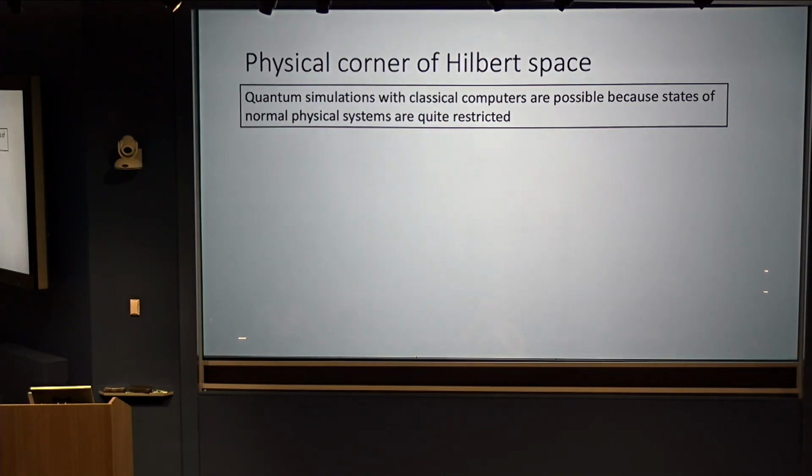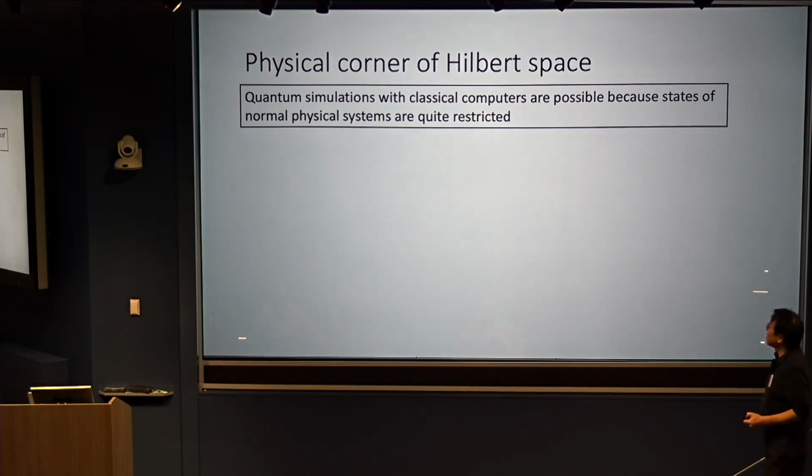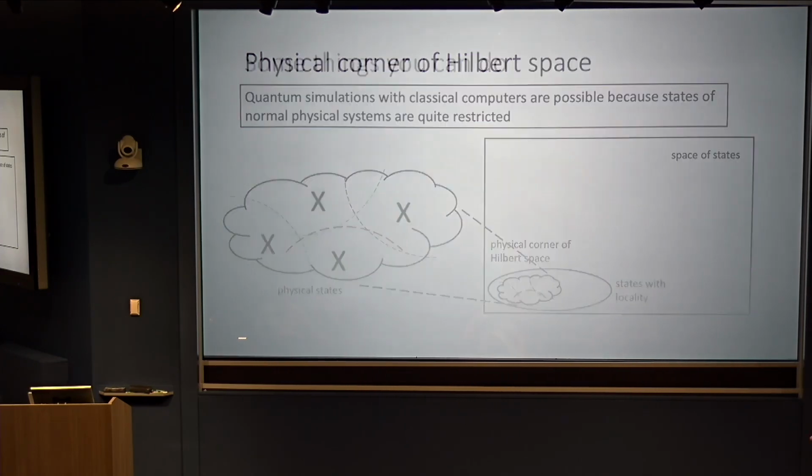Okay, so the take-home message here is that quantum simulations with classical computers become possible because the states that we observe in normal physical systems are surprisingly quite restricted. Sometimes this is described in the following picture: there's this vast set of possibilities, but physical states only live in some small corner, which you call the physical corner of the Hilbert space, or the space of quantum possibilities.